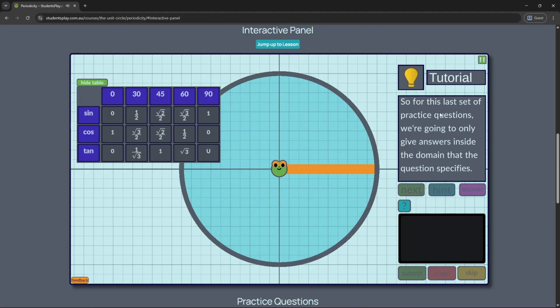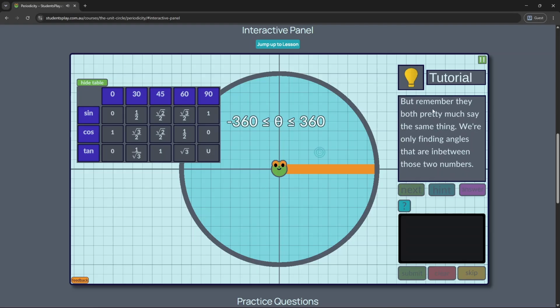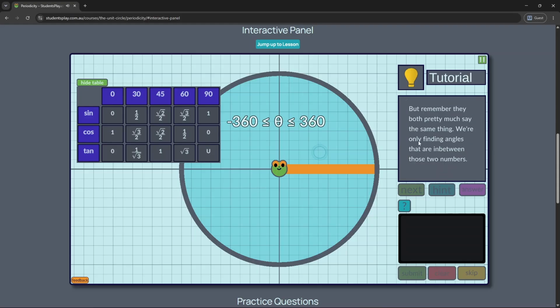So for this last set of practice questions, we're going to only give answers inside the domain that the question specifies. We'll mix up the domain notation so you can get used to each one. So sometimes we'll use this notation. So theta is an element of the set of numbers between 0 and 720, including them. Or just, again, literally just means theta is between 0 and 720. Sometimes we'll use this one. So theta is between those two things. But remember, they both pretty much say the same thing. We're only finding angles that are in between those two numbers.